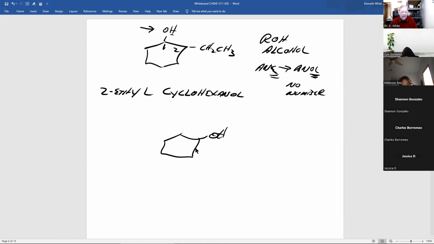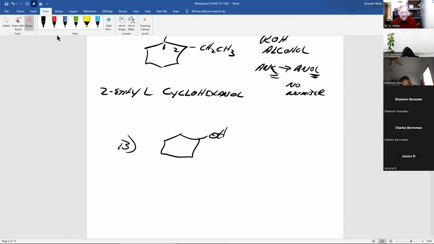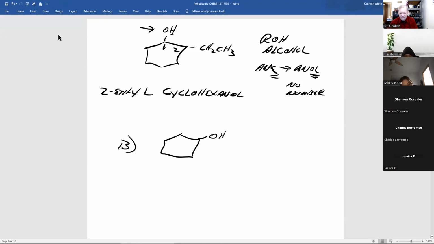All right, here's one for you to do. Give the IUPAC name. Hold on. I'm having a bad OH drawing day. That's better. Give the IUPAC name for the following. 3 points each.